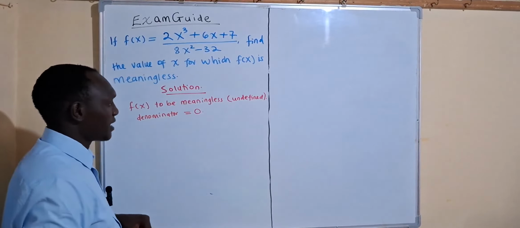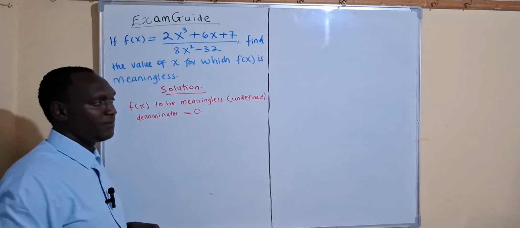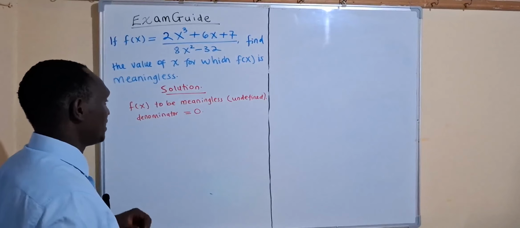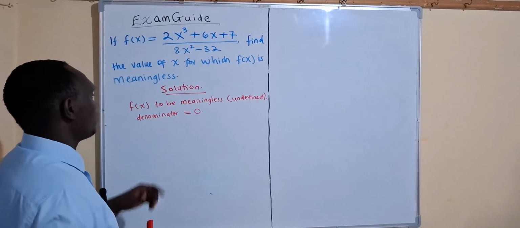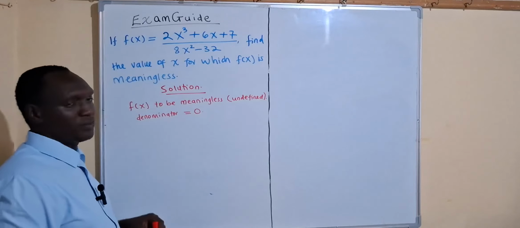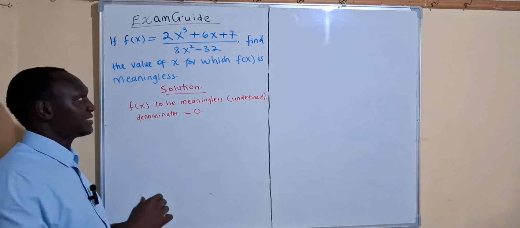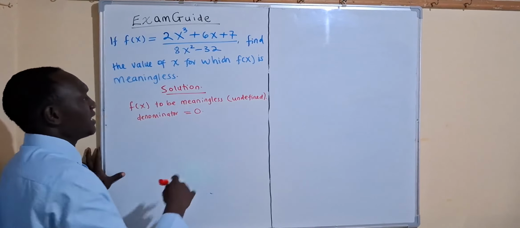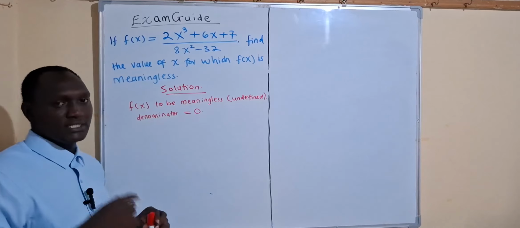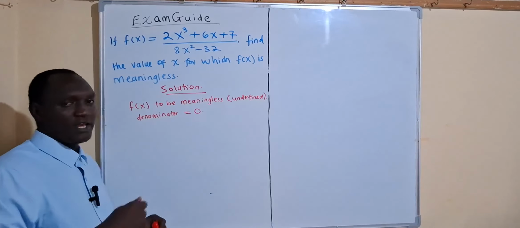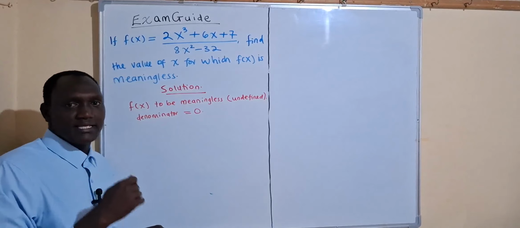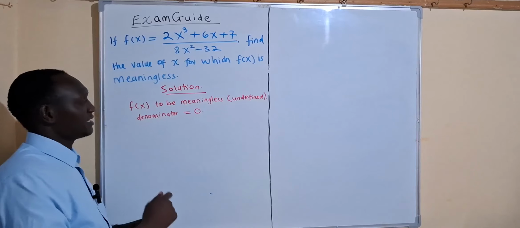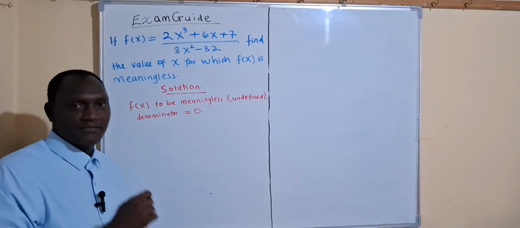Pick your calculator and try. Any number divided by 0, it will tell you some sort of error. So it is undefined. So for the function f of x to be undefined, or for it to be meaningless, the denominator should be 0. So the values of x for which it is going to be meaningless are the values of x that are going to make the denominator 0. Those are the values of x that are going to make this function undefined.